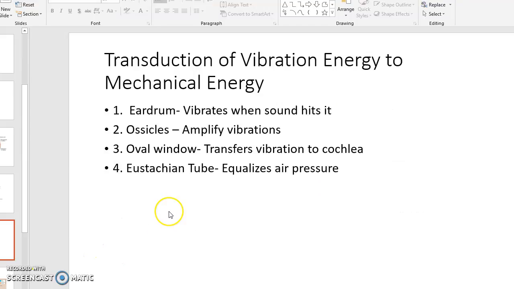You may ask yourself, how does the middle ear transduce vibration energy to mechanical energy? Well, first, the eardrum vibrates when sound hits it. The ossicles amplify vibrations. The oval window transfers vibration to the cochlea, and the Eustachian tube equalizes air pressure.